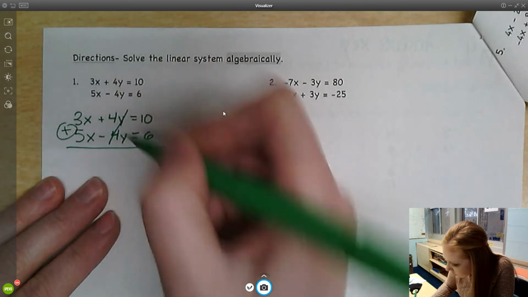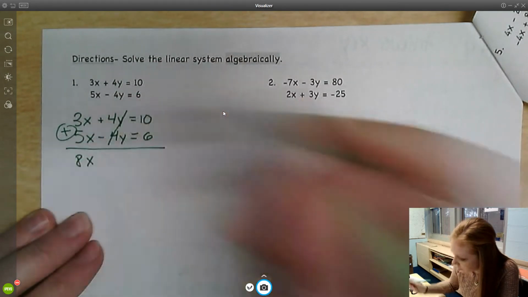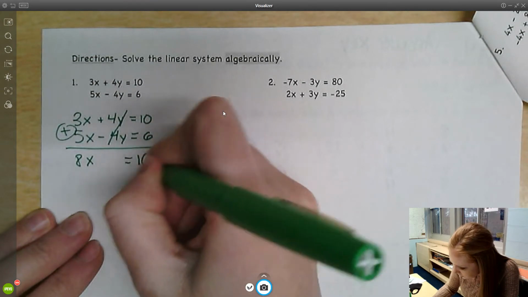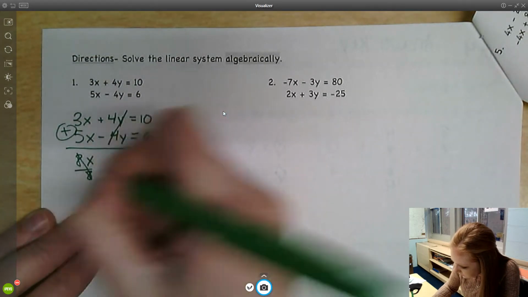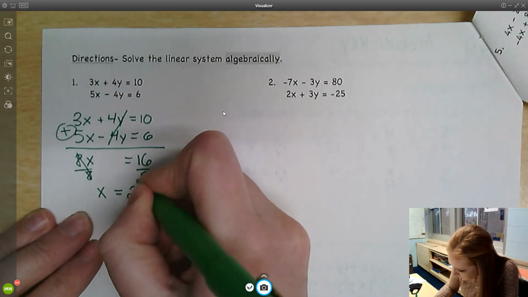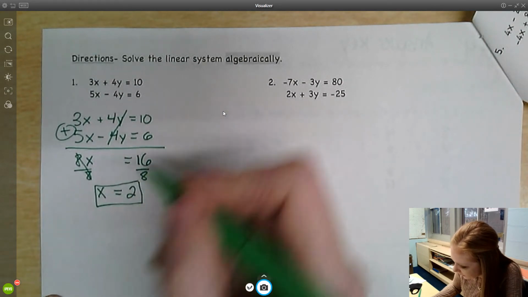When I add these together, my y's will cancel out. 3x plus 5x is 8x. 10 plus 6 is 16. We end up with x is 2. Now we have to go back and find y.